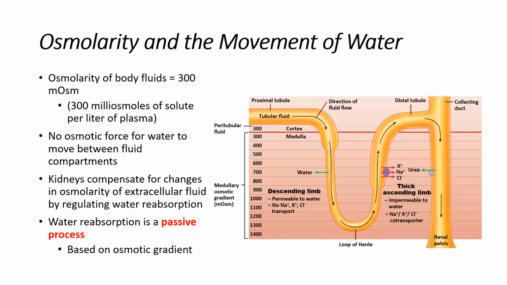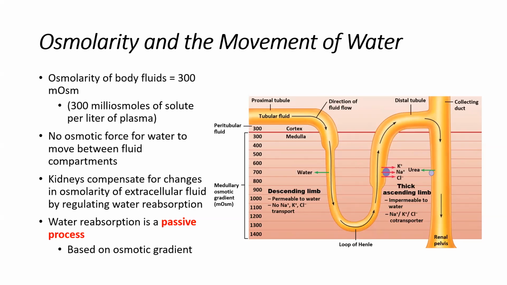So that's how water moves everywhere throughout the body. Anywhere that there's water movement in the GI system, in the kidneys, it is happening according to that principle. Solutes move first and then water can follow. So let's talk about how the osmolarity changes throughout the different parts of the kidneys.